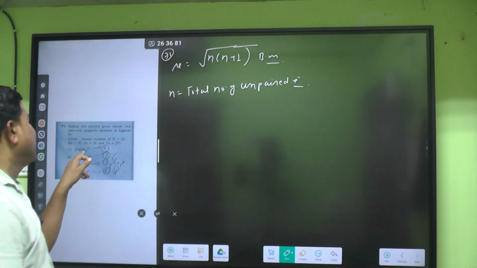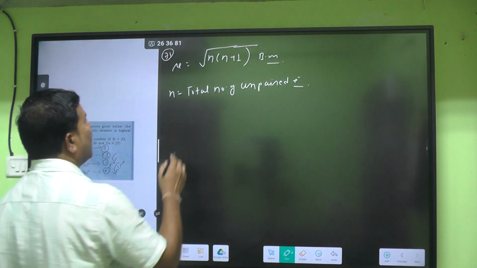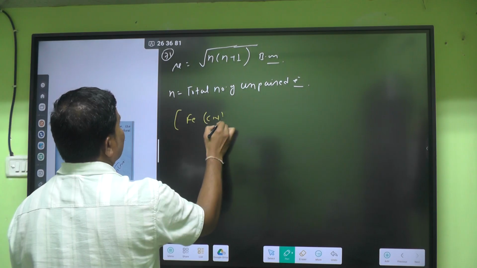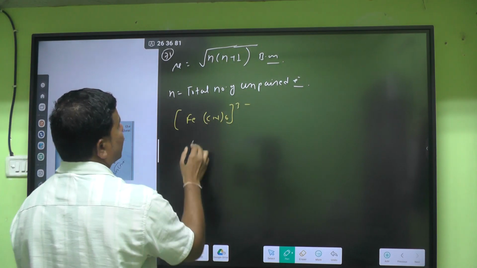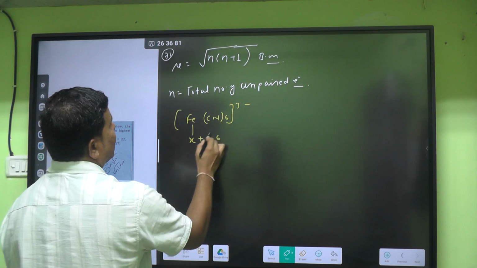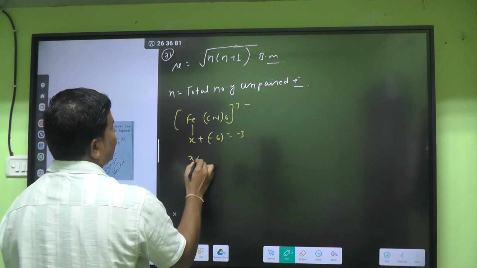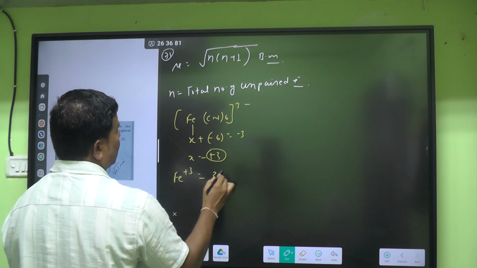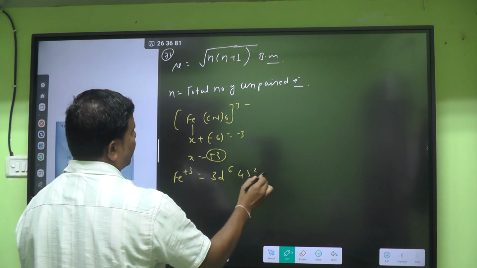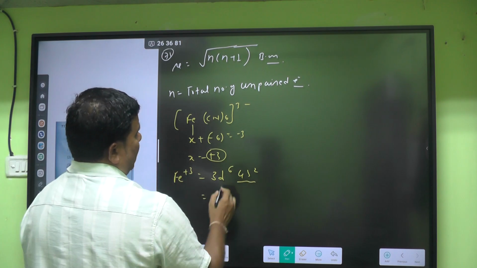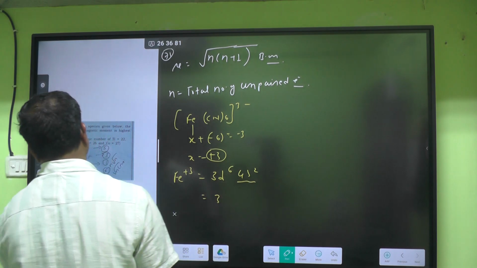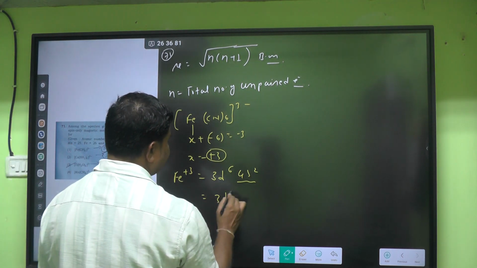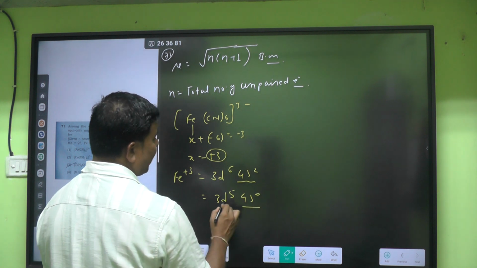Now Fe(CN)6 has a strong field ligand. Now calculate the oxidation number of Fe. CN is given 6 times, and the charge is -3. So the oxidation number: -6 plus x equals -3. So what is x here? Fe is in +3 oxidation number. Now the configuration is 3d6 4s2. Three electrons are removed, so Fe +3 becomes 3d5 4s0. So 5 electrons are present.